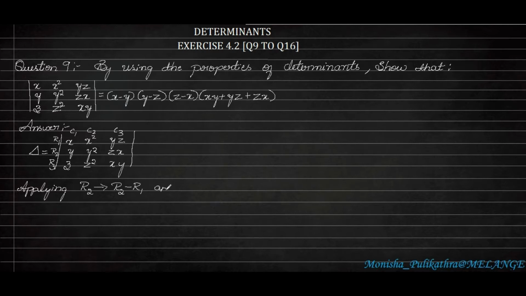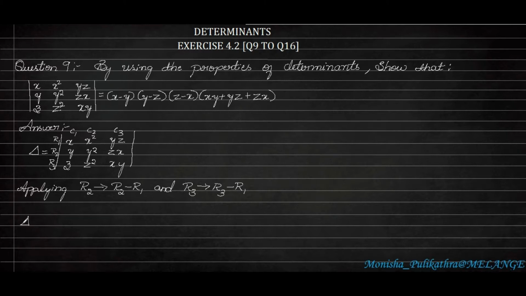And R3, row 3 is equal to R3 minus R1. Okay. For row 2 and row 3, I will be doing some changes, subtracting row 1 from row 2 and also row 1 from row 3.